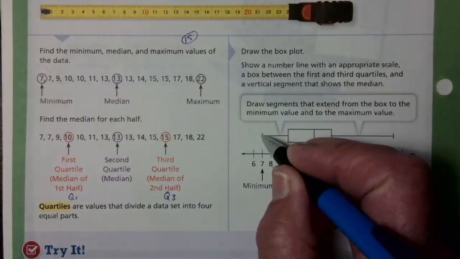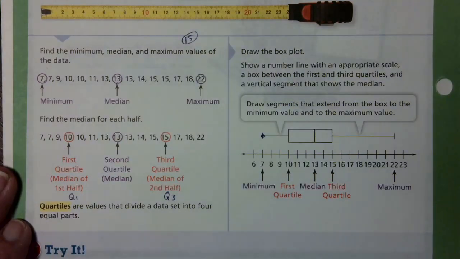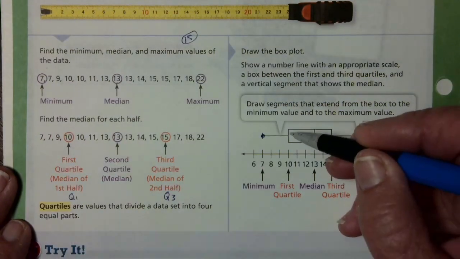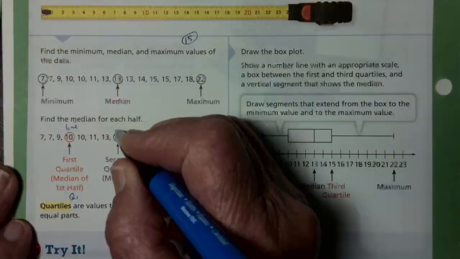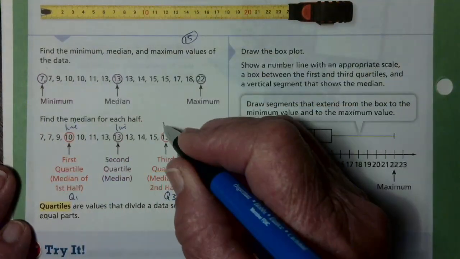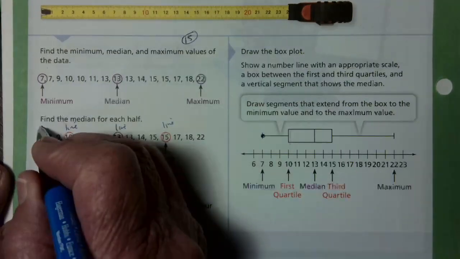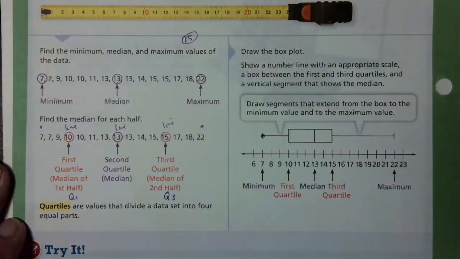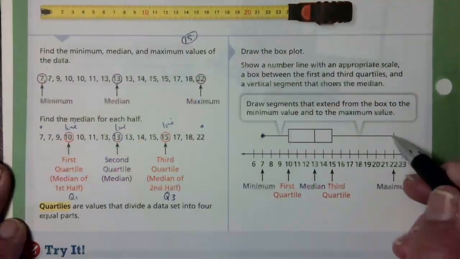And this, I call this a dot. They put a line, I call it a dot. Their first quartile was at 10, so there's their first line. This is a line on your box plot. This is a line on your box plot. And this is a line on your box plot. And this is a dot, and this is a dot. A dot, a line, a line, a line, and a dot.